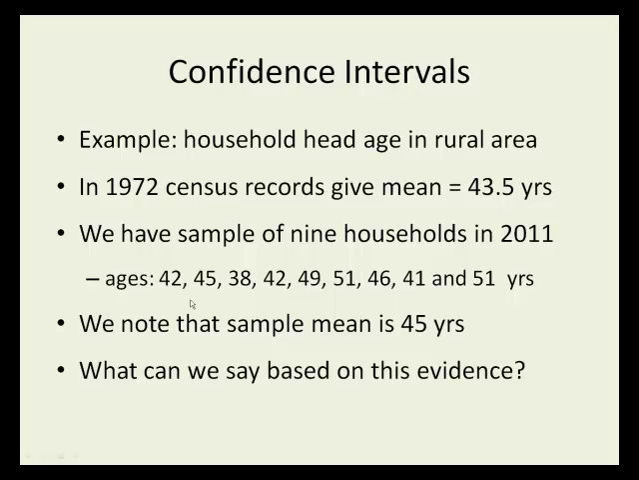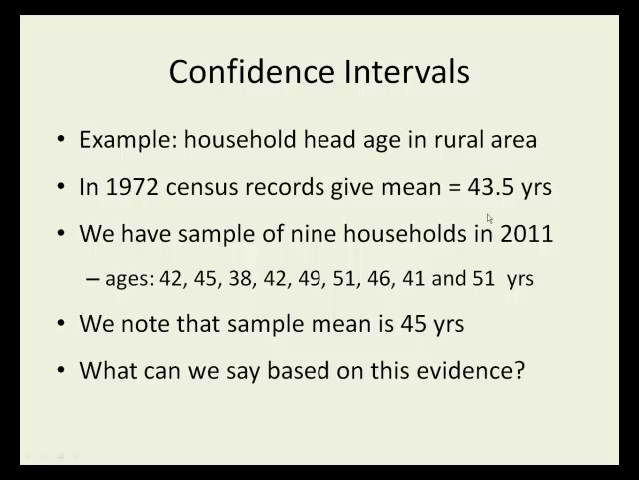Now, because of reduced budgets, we've only been able to get a sample of 9 households last year. And these are the ages in our random sample of 9 households. And note here, the sample mean is 45 years. Well, what can we say based on this evidence? We won't be so naive as to think that this proves the age has now increased, because, of course, it could be that when we went there, these 9 people happened to be above average. So this could be sampling error.